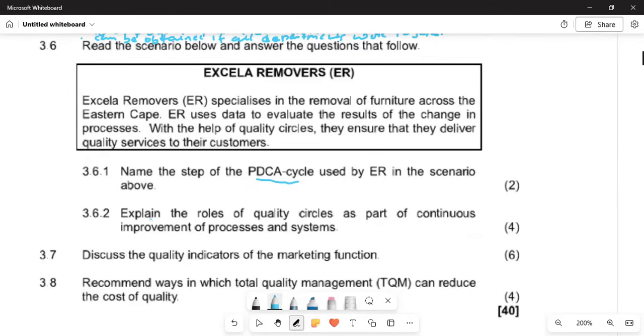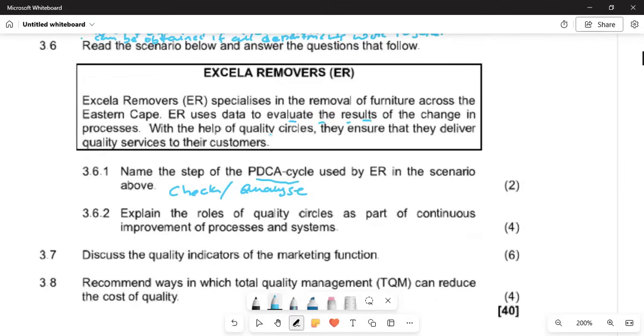So that is check or analyze. Name the step that is used in the PDCA cycle by ER. They check and analyze. They use data to evaluate the results. Evaluate what? The results of change in the processes.